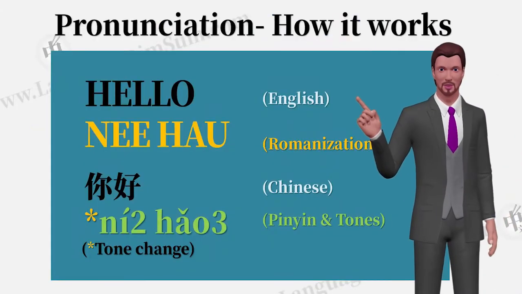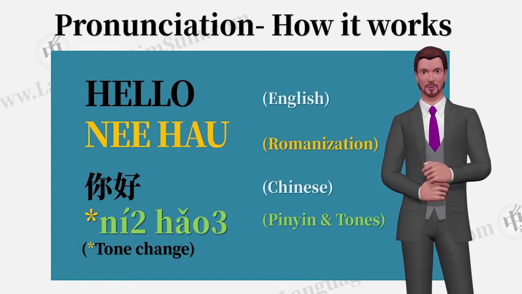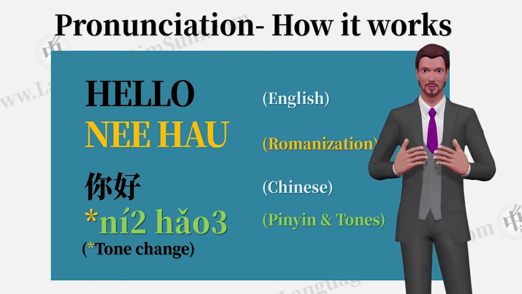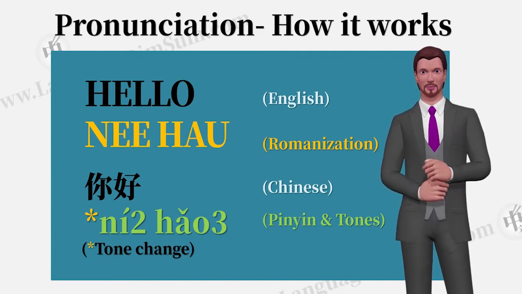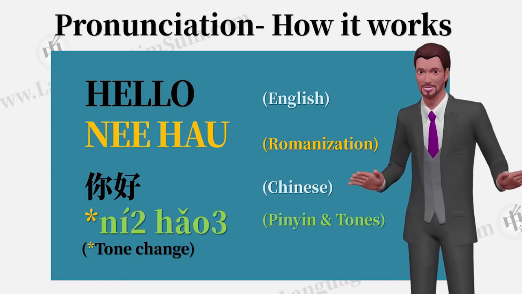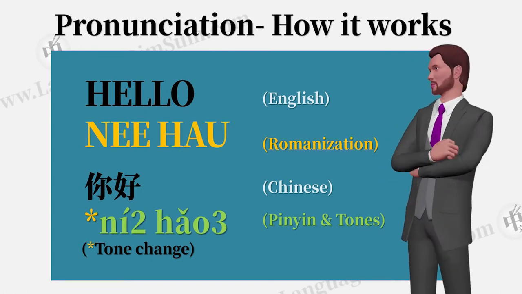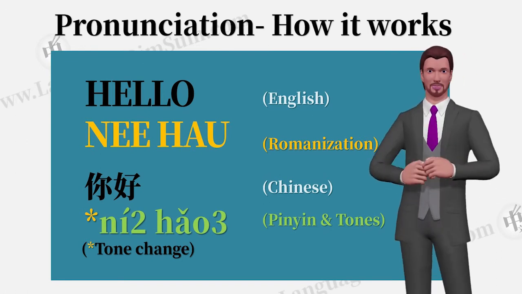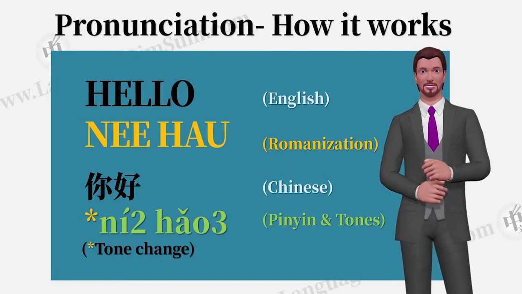Let's look at how each slide will work. The word at the top of each slide is English. Then below, the orange words are the romanization, which is how to pronounce Chinese phonetically. Romanization is pronouncing Chinese words using English phonetics. Our style of romanization consists of Yale romanization, as well as the system we have compiled through the years of teaching non-Chinese speakers. Under the romanization are the Chinese characters, and lastly, the green words are the pinyin and tones.